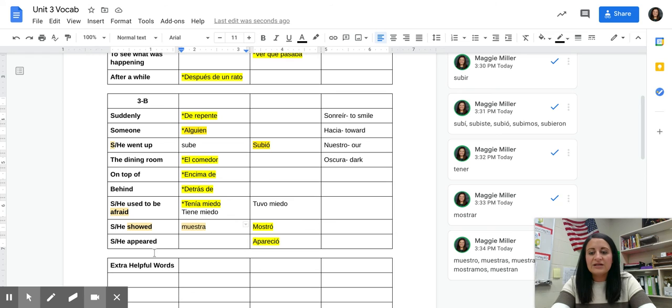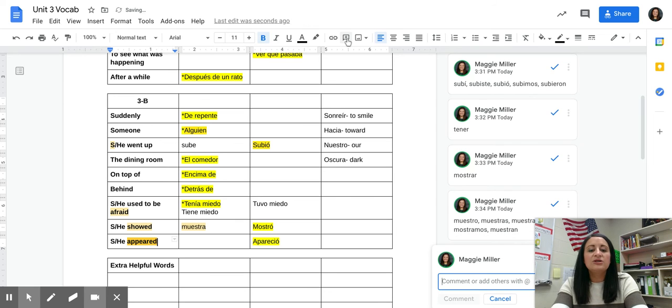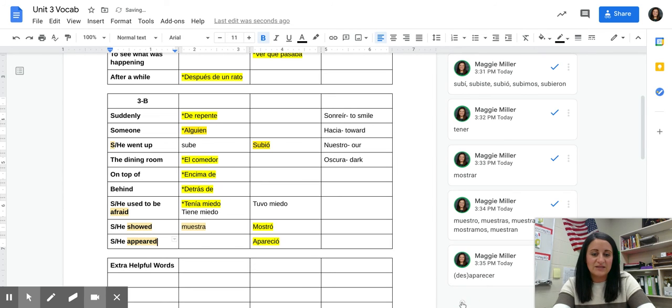Then finally, he or she appeared is apareció. Now, is this an AR or an ER-IR verb? ER-IR, because again, look at that ending. So to appear is aparecer. What if you wanted to say disappear? Well, we're just going to add a little prefix on and say desaparecer. Bueno, so if you ever wanted to say that, it's pretty simple.